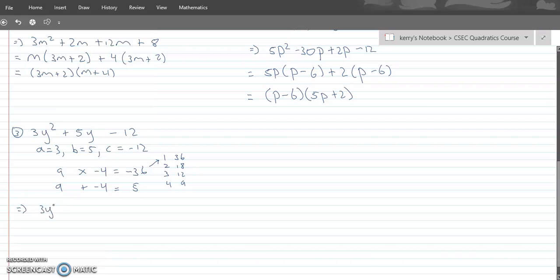Now you split up your middle term into those two numbers: 3y squared plus 9y minus 4y minus 12. You do your factorization. You can take out 3y from the first two, giving y plus 3, and minus 4 from the last two, and minus 4y divided by minus 4 is y plus 3. And then lastly, you could factor out your y plus 3, and this will give us y plus 3 into 3y minus 4.